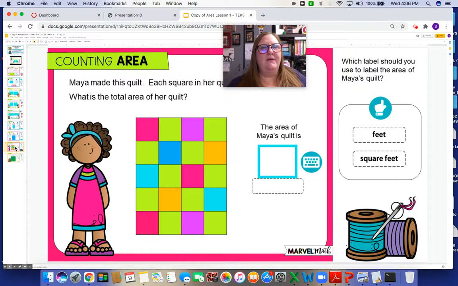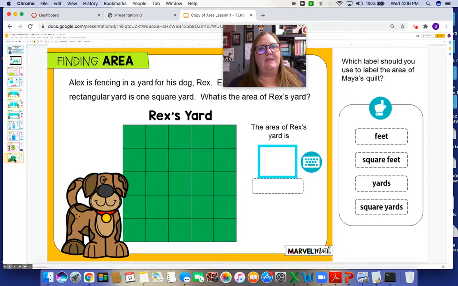And then you have a quilt that Maya has made. Each square in her quilt is a unit. What is the total area of her quilt? So you're going to count all of those square units and then tell me what the total is, and remember to drag over the label. And you will do that for Rex's yard. Alex is going to make a fence for his dog Rex, and you need to count the square units and put how many square units there are in this box. And then this time, choose from feet, square feet, yards, square yards. It's going to be important that you read the story to figure out which unit you need to have. Remember, it should be square.